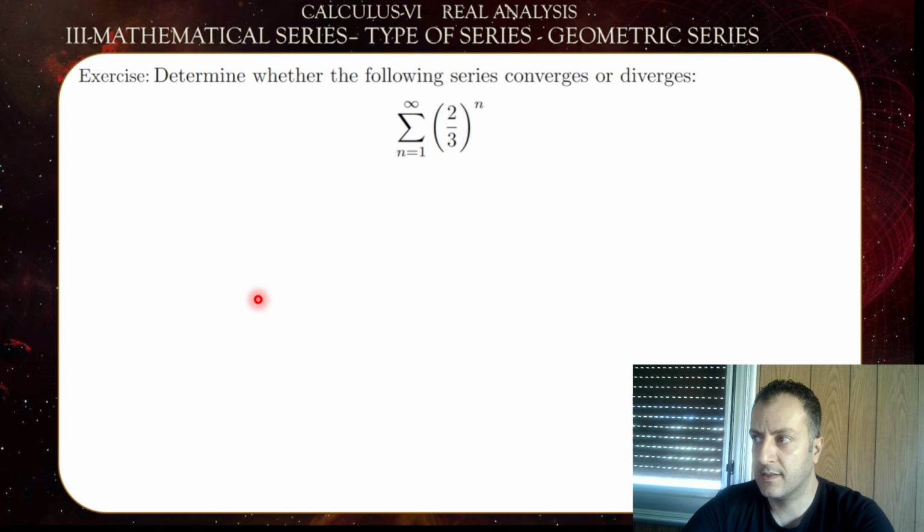Now let's do a practice on geometric series. Determine whether the following series converges or diverges. It is given by sigma from n equal 1 to infinity of 2 divided by 3 to the power of n. Of course, you can pause the video and try it yourself at first before getting back to the solution.